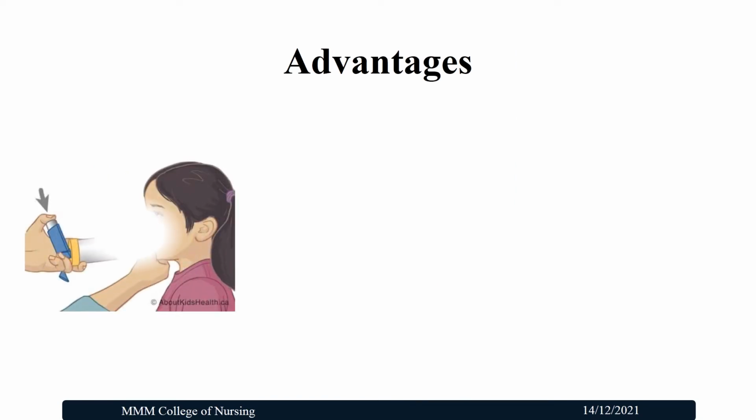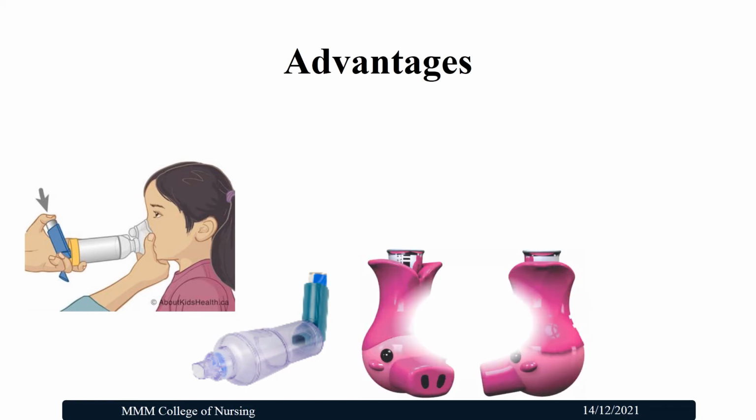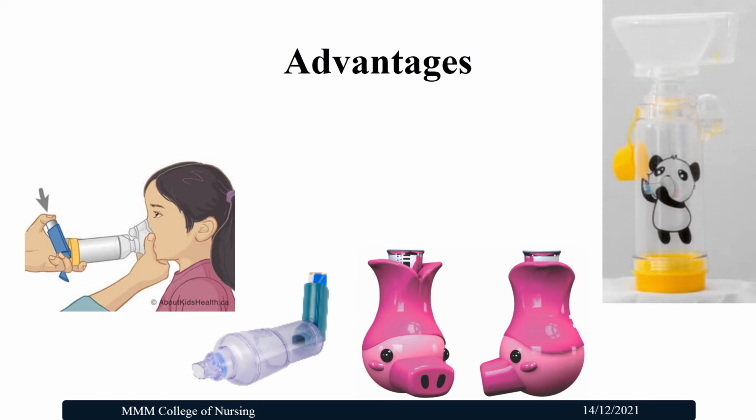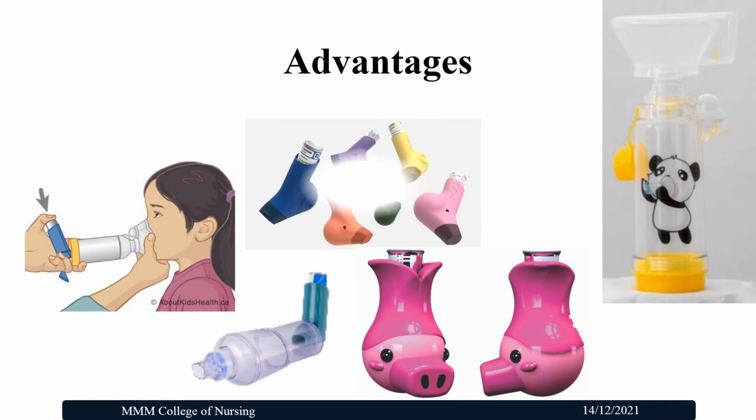The spacer comes with two different types of mouthpiece, one is the mask type and the other is the mouthpiece. So according to the child's age we can choose which type we need to buy. It is very difficult to make children inhale the medicine, so very colorful, toy-type inhalers are available. It will motivate the children to take their medications without much struggle.